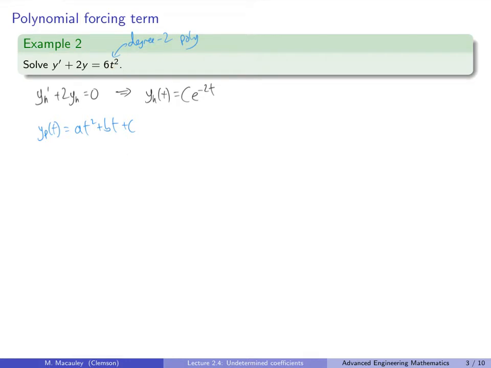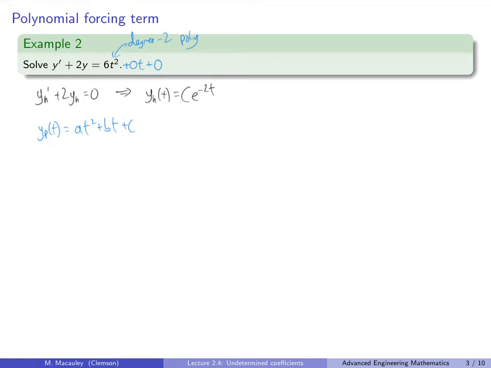I'll write this thing as 6t squared plus 0t plus 0. And now, if we want to set equal two degree 2 polynomials, we have to equate the terms of the t squared variable, or the t squared term, the t term, and the constant term. And fortunately, we have three unknowns, a, b, and c, so that should be a system of equations that we can solve. Okay, so let's do this.